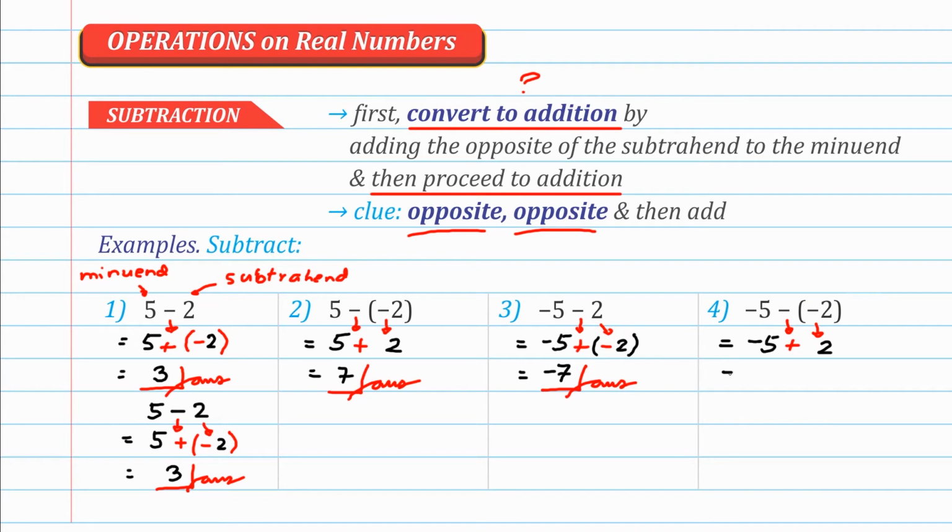So it's now in addition. Therefore, we can now add. We have negative and positive. We're adding same sign or different sign? Different. Therefore, add or subtract? Subtract. So subtracting their absolute values, we have 5 minus 2 is 3. And then bigger ang negative sign. So negative wins. Therefore, the final answer is negative 3. So that's how we use opposite, opposite in trying to convert from subtraction to addition.